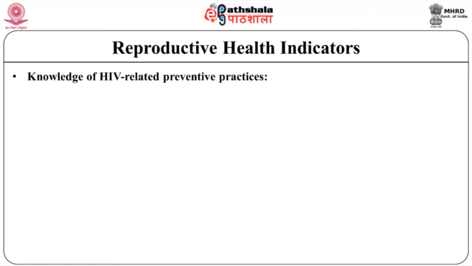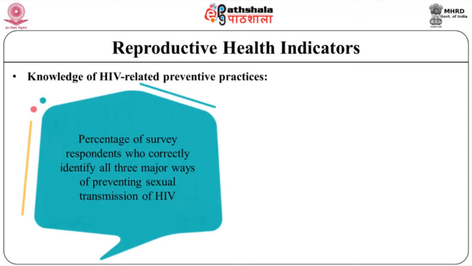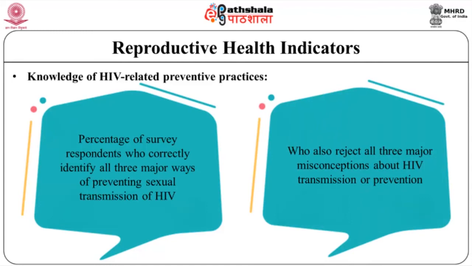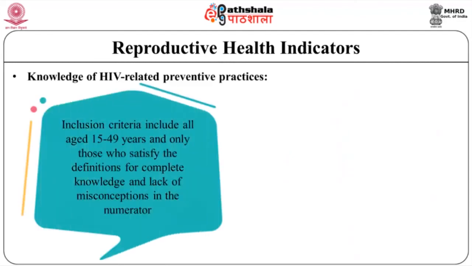Let's have a look at the knowledge of HIV related prevention practices. The percentage of the survey respondents who correctly identify all three major ways of preventing sexual transmission of the HIV and who also reject all three major misconceptions about HIV transmission or prevention. Inclusion criteria include all aged 15 to 49 years and only those who satisfy the definitions for complete knowledge and lack of misconceptions in the numerator.